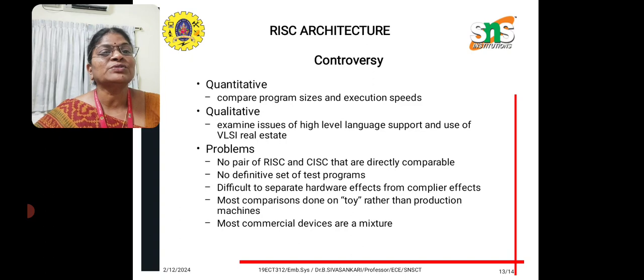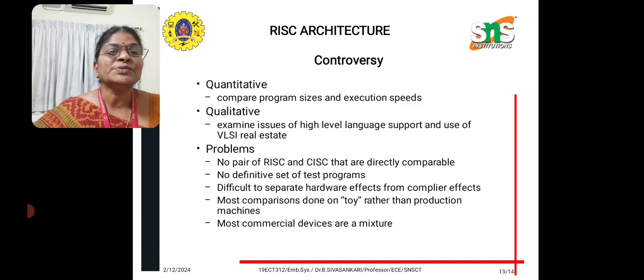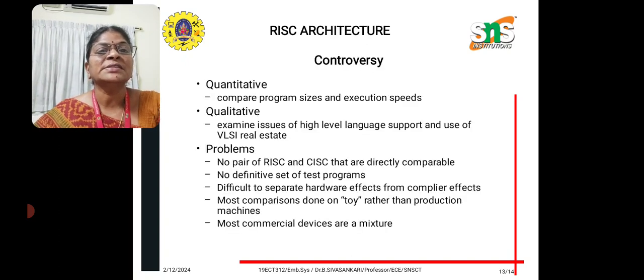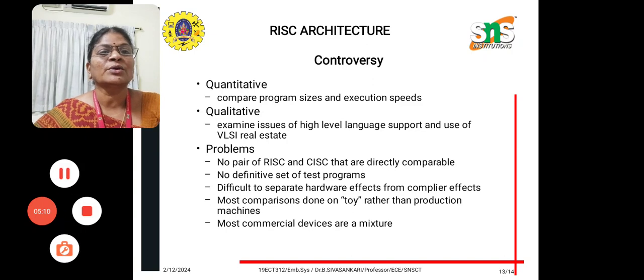There is no definitive set of test programs. It is difficult to separate hardware effects from compiler effects, and most comparisons are done on toy rather than production machines. Most commercial devices are a mixture, right? This is all about our RISC architecture.